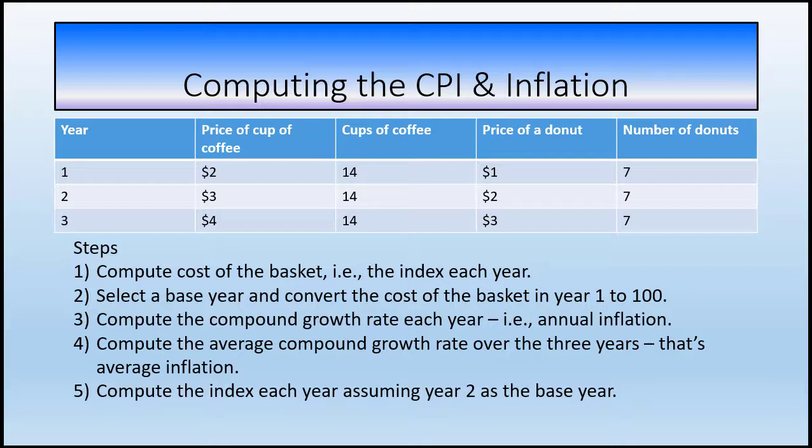So what we want to do is compute the cost of the basket, in other words, the index each year. And that index is price times quantity, and we're going to add it up. We're going to do it for each year. And then from that, we'll calculate the growth rate of that index, which is called inflation. And then we'll compute the average compound growth rate over the 3 years. That's average inflation. Then we'll compute the index each year, assuming year 2 as the base year.